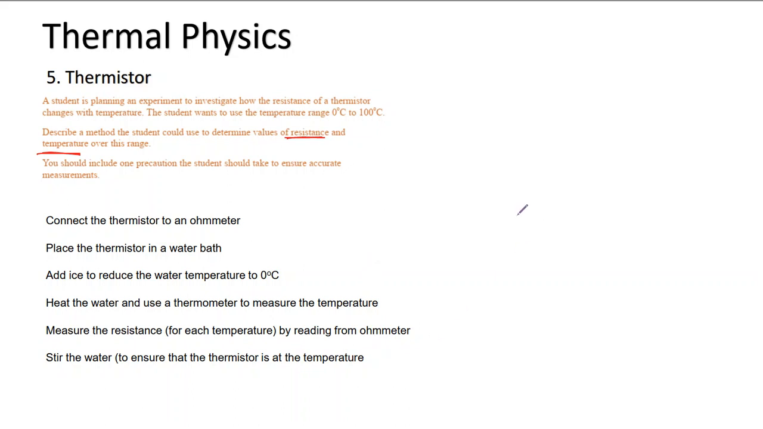of the thermometer. This question specifically said you don't have to draw a diagram, but in your exam they might ask you to draw a diagram of the apparatus. So this is what you draw. A thermistor connected to an ohmmeter. This is the symbol of an ohmmeter, and you have to use a thermometer. And this is a water bath, and this symbol is for heating.